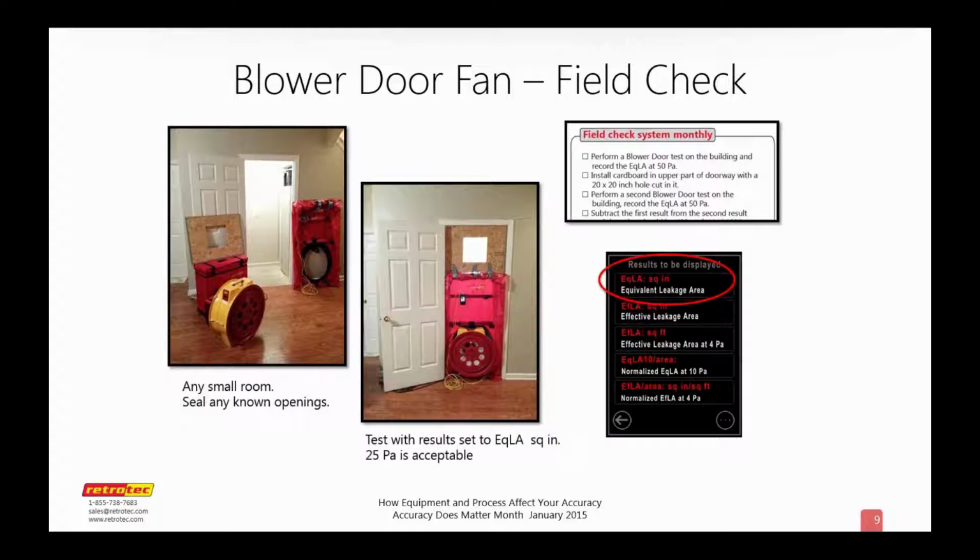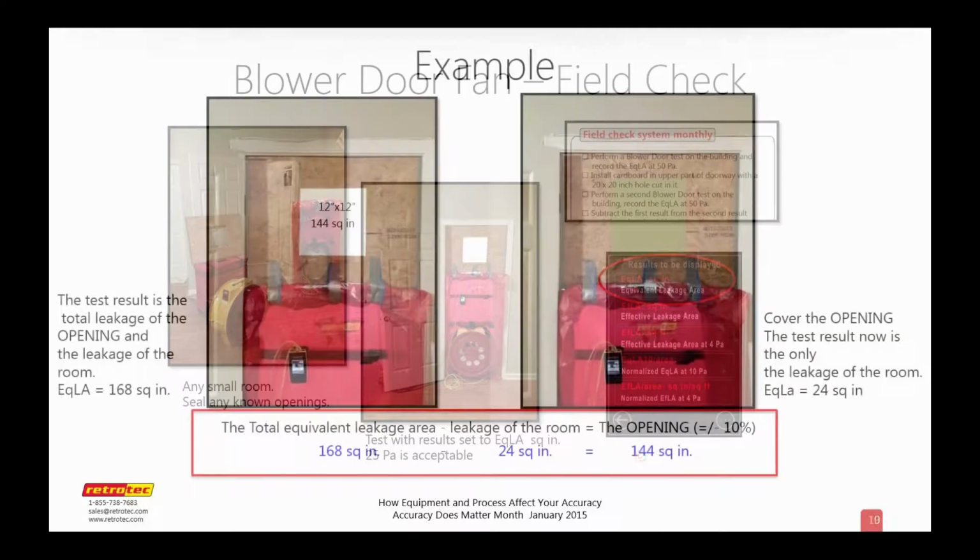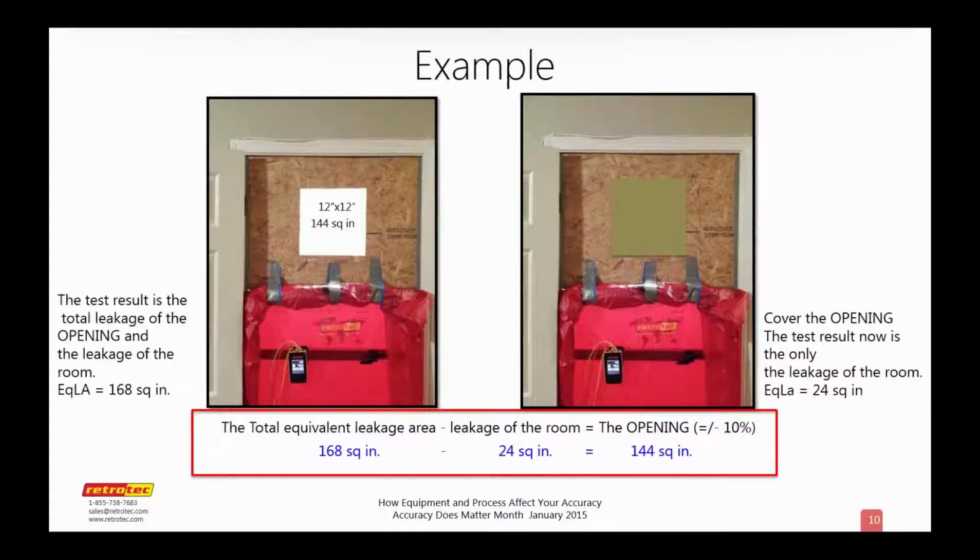Let me explain that again. We'll run a blower door test with this hole, and whatever results we get, we write that down. After that, we're going to cover the hole, run a second test, and compare those numbers. Let me show you this slide and explain it that way.